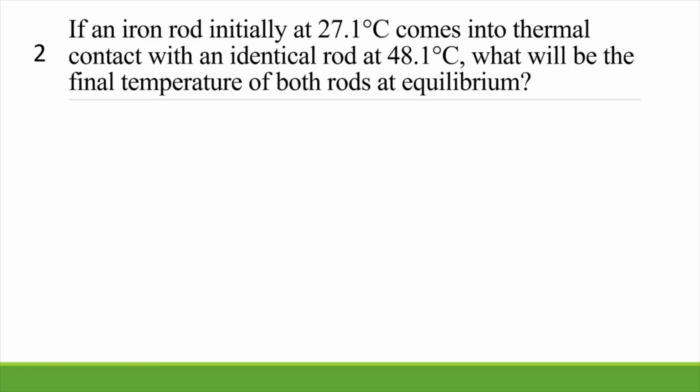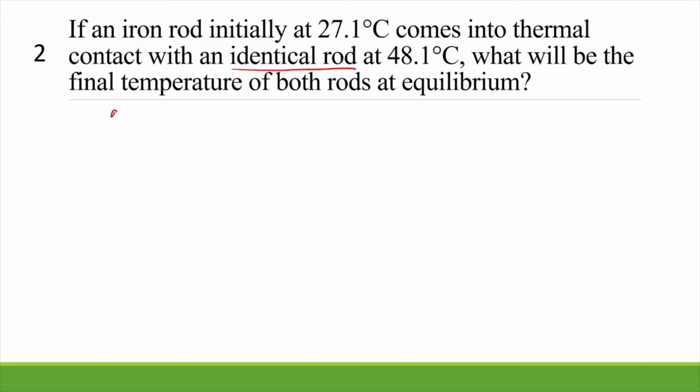I don't know why that says 2, but I will correct this to be number 8. So if you're watching this and you download the PDF, it should already say 8. Anyway, number 8: an iron rod initially at 27.1 degrees Celsius comes into thermal contact with an identical rod at 48.1 degrees Celsius. What will be the final temperature of both rods at equilibrium?